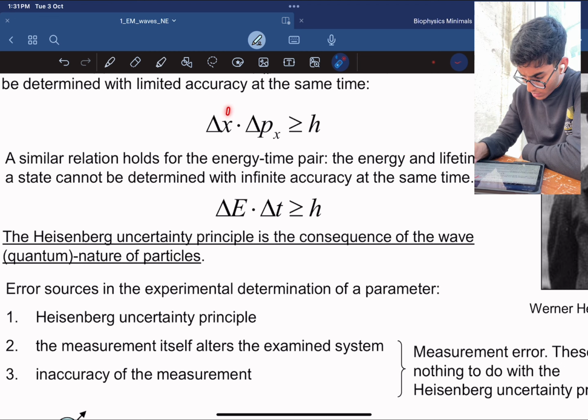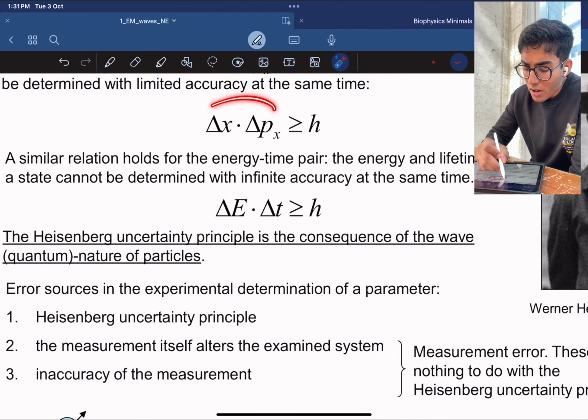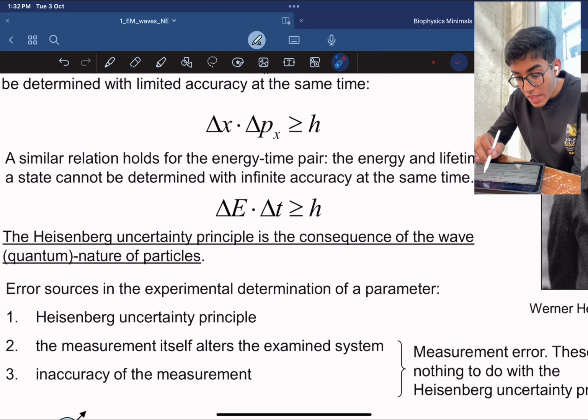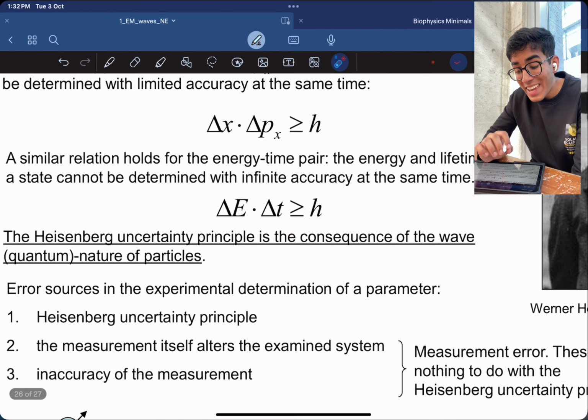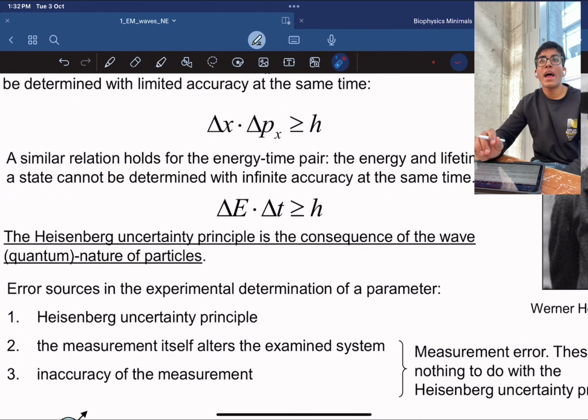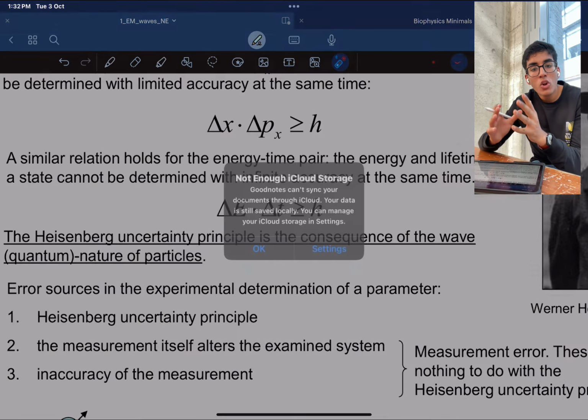Here the momentum, that is mass into velocity. If one of them increases, the other one decreases. But the thing you have to understand is the multiple of these two. The answer when you multiply these two has to be greater than h. It cannot be less. And how do I explain? It's like this is the rule of life. It cannot be less. Let me show you this video by Veritasium.